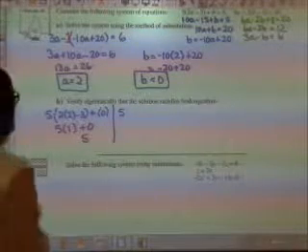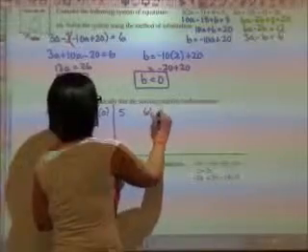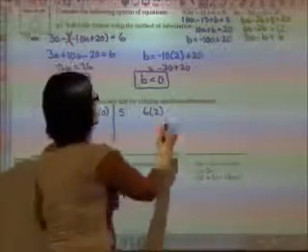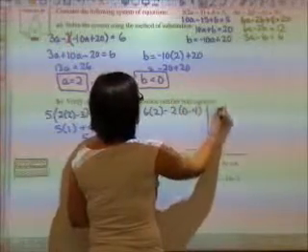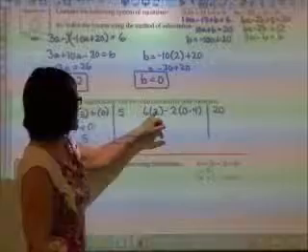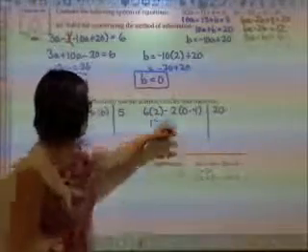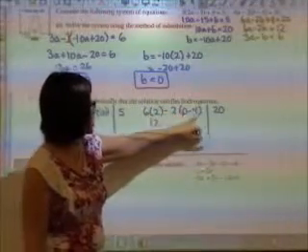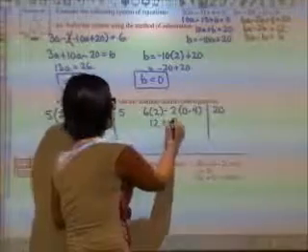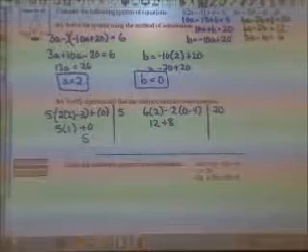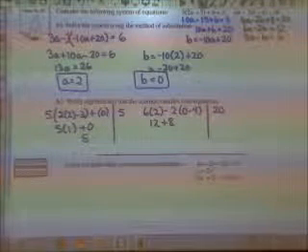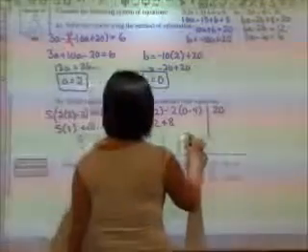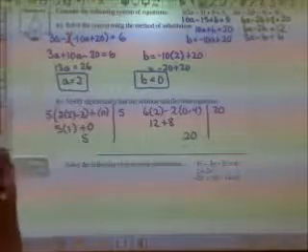Now I put it into the second equation. 6 times 2 minus 2 times 0 minus 4 is supposed to equal 20. So 6 times 2 is 12. And then here I've got a negative 2, and this would be a negative 4, which would give me a positive 8. And 12 plus 8 would then equal 20. So I verified that the solution matches both equations.